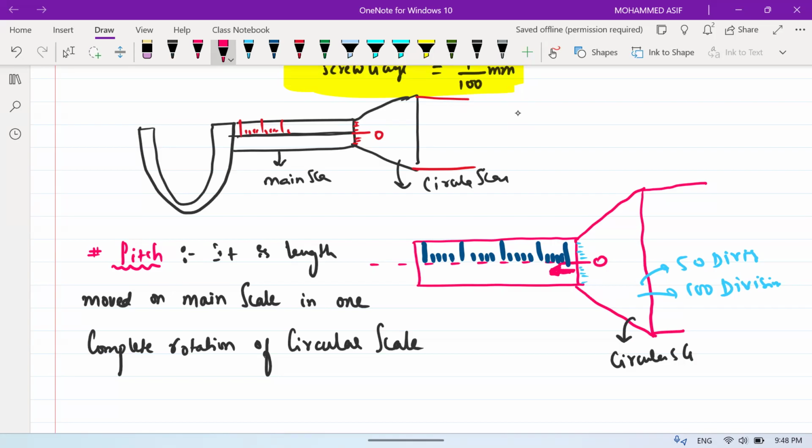One complete rotation, मतलब 100 divisions अगर हो गया, then it will be moving by 1 mm on the main scale in the front direction. Now see the definition of this one. What is the definition of the pitch? It is the length moved on the main scale. Main scale के ऊपर कितना move करे on one complete rotation of your circular scale. Am I clear? Yes, sir. Yes, sir.